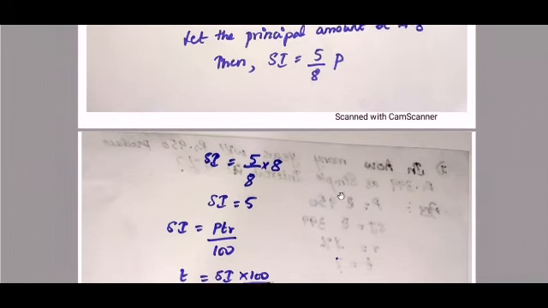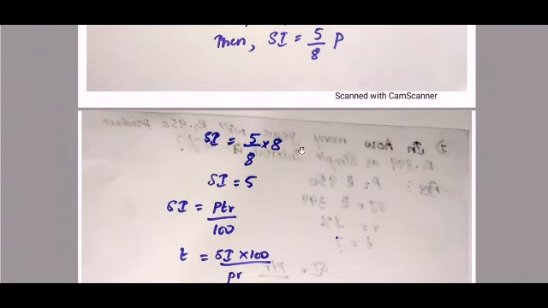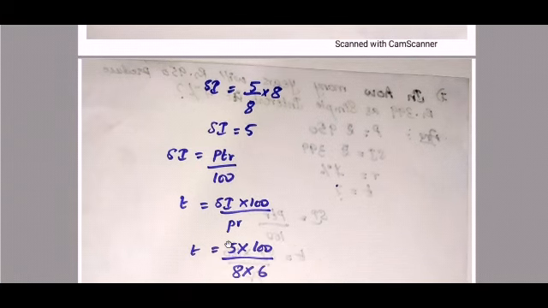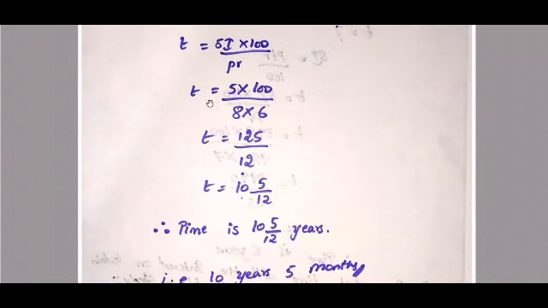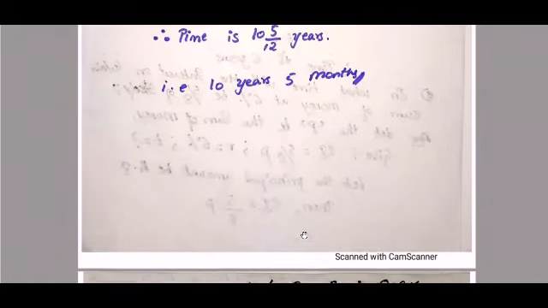So therefore simple interest is equal to 5 by 8 into 8. For simple interest it is 5. Simple interest is equal to PTR by 100. T is equal to simple interest into 100 divided by PR as per the formula. T is equal to 5 into 100 divided by 8 into 6. Time is equal to 125 divided by 12. Time is equal to 10 into 5 by 12. So 10 years and 5 months. That is what it means.